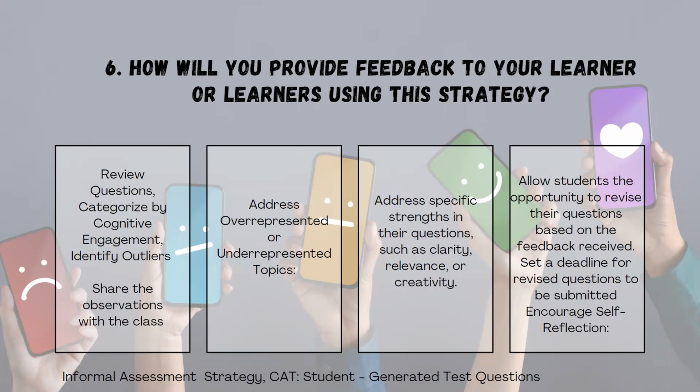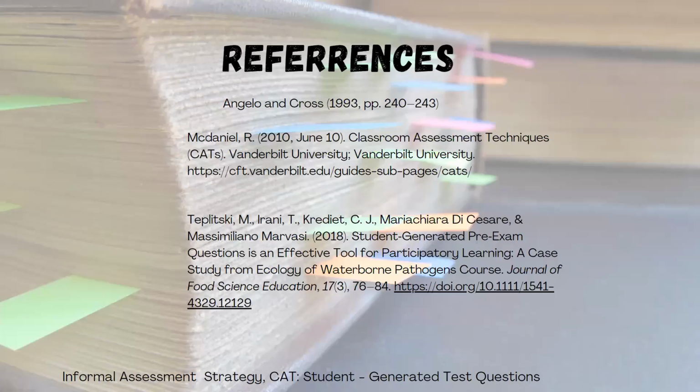We should allow students the opportunity to revise their questions based on the feedback received. That's why we can give them 2 to 3 weeks before the test, so they have enough time, and set a deadline for revised questions to be submitted, because we don't want to go over the test date, of course. This activity also encourages self-reflection. References.